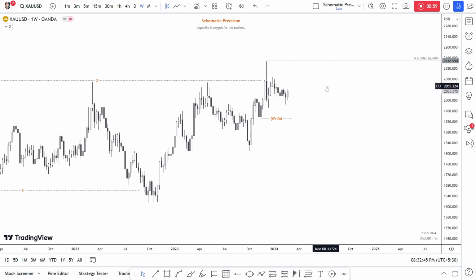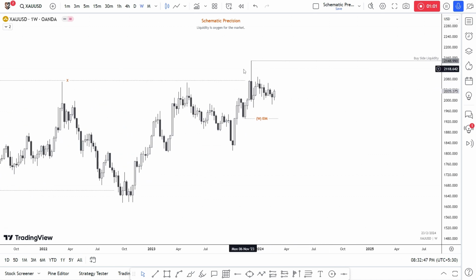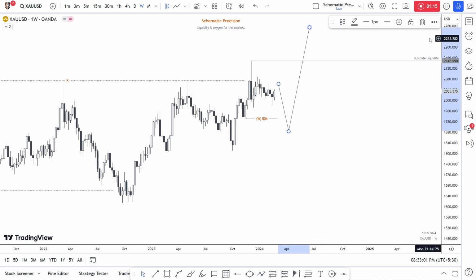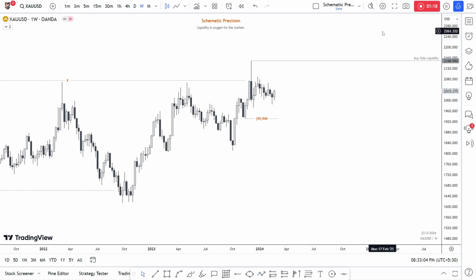So what after this liquidity grab? I was expecting price to come lower to take more liquidity from the weekly inducement low and then take off. So I was expecting price to come lower, then go higher to the all-time highs. But as the Fed and the Biden policies are not matching, gold has been consolidating massively.